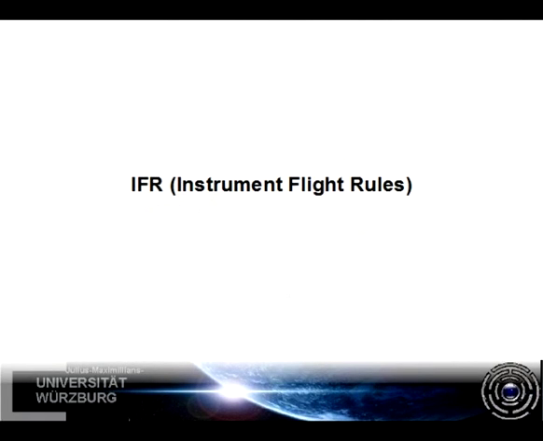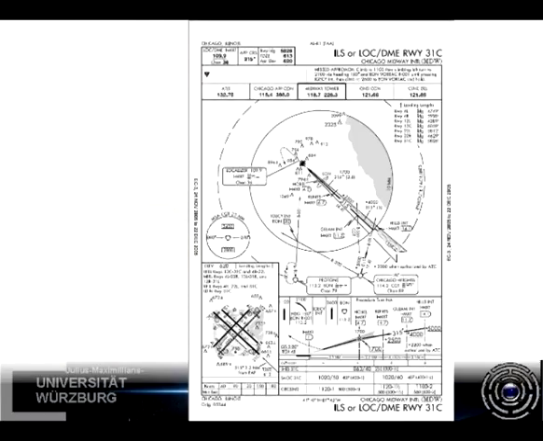Since VFR flights are only possible at good weather conditions, most professional or commercial flights are performed in IFR, Instrument Flight Rules. This way, pilots can navigate by instruments only, and therefore have to rely heavily on the navigation systems we have been talking about. To give you an idea how IFR flights are conducted, we will look at the approach chart for Chicago Midway International Airport for ILS runway 31 center.